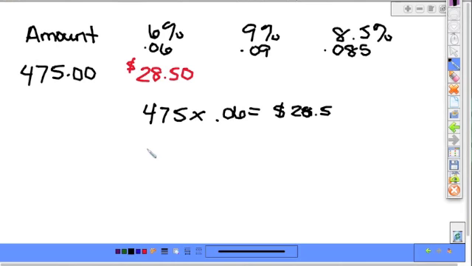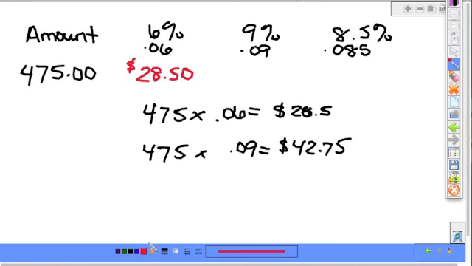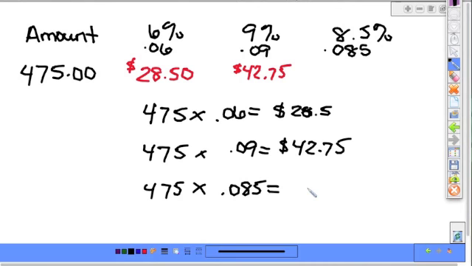Okay, let's do the next one. We have 475 times 0.09. You multiply that out, you get 42.75. So for this box, you're going to have 42.75. Okay, and the last one, 475 times 0.085 equals 40, and I rounded this one here to make it 38.